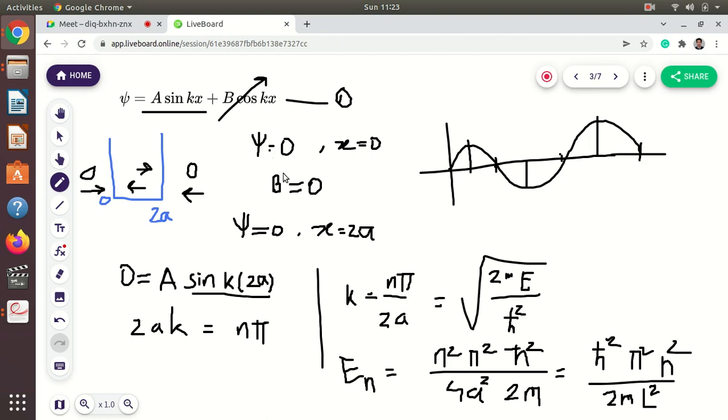From this we get b is equal to 0 and sin k(2a) is equal to 0. Since sin n pi is 0, we compare these two, and from this we get k, and k is related to energy, which we have defined on the earlier page. So from that we find out the value of energy.